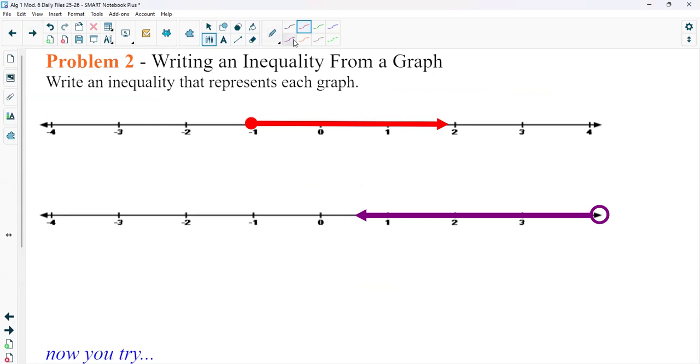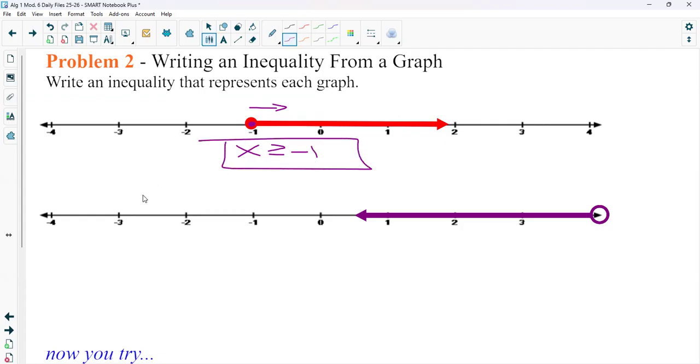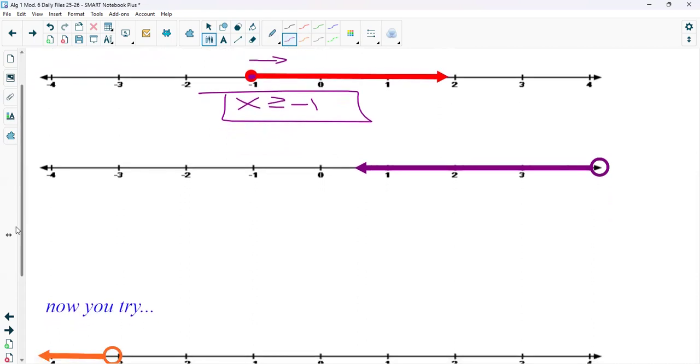So for this one here, we're going to start with the number. Okay, we've got -1, and it says that it is filled in. So we're going to have that equal sign. So let's go ahead and say we've got x. We're going to the right of that number. So x has to be greater than. Since it's a filled in circle, we're going to have greater than or equal to, and that number is -1. So that graph right there will be x is greater than or equal to -1.